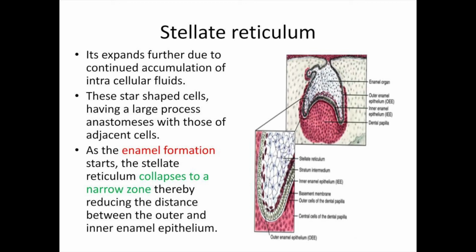Stellate reticulum. It extends further due to the continued accumulation of intracellular fluids. These star-shaped cells have large processes that anastomose with those of adjacent cells. As enamel formation starts, the stellate reticulum collapses to a narrow zone, thereby reducing the distance between the outer and inner enamel epithelium.